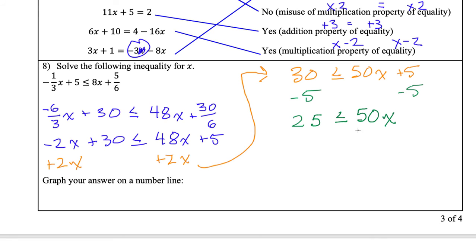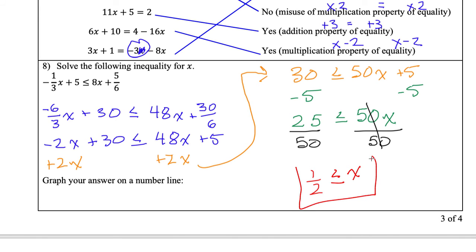And then, finally, my last step is to do what to both sides? Shout it out. Divide by 50. There it is. And can anyone reduce 25 over 50? 1/2. Yeah, I can divide the top and bottom by 25. So if I divide 25 by 25, I get 1. Divide 50 by 25, I get 2. So 1/2 is less than or equal to x. There is our final answer for that first part.